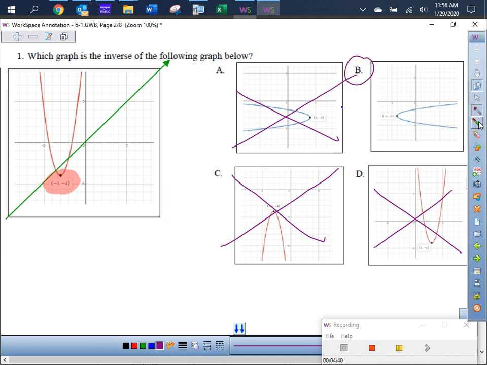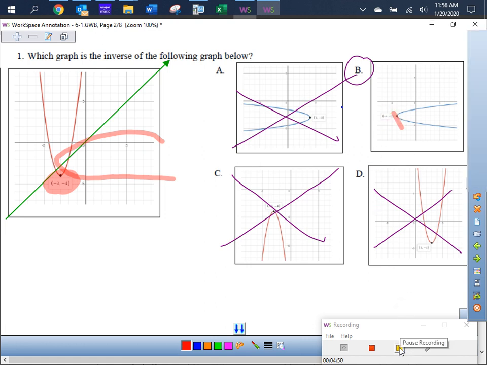You can also tell because this one reflects to the other over the line y equals x, because if I reflect this, you get that cool sideways parabola looking here. So that's a neat little question there.